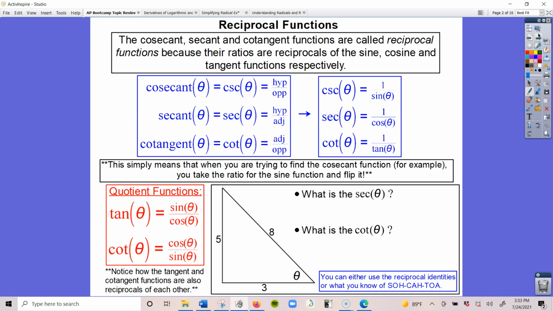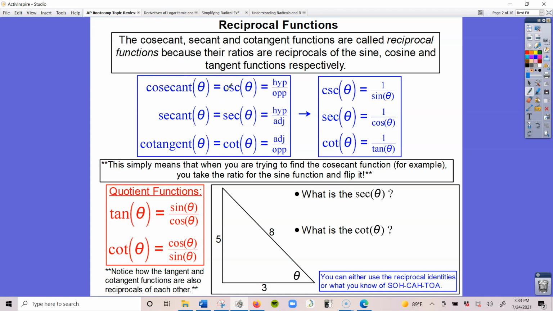Now, along with sine, cosine, and tangent, we also have the reciprocal functions, which are cosecant, secant, and cotangent. Reciprocal just means that whatever the ratio was for sine, cosine, and tangent, you would just flip it. It's important to know which of these trigonometric functions is the reciprocal of which of the original three. So I have them here.